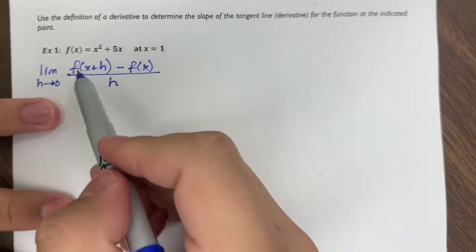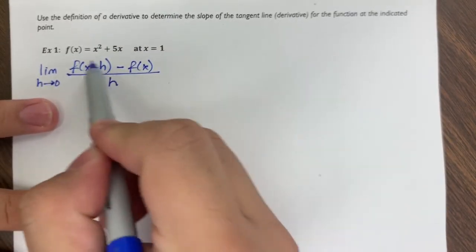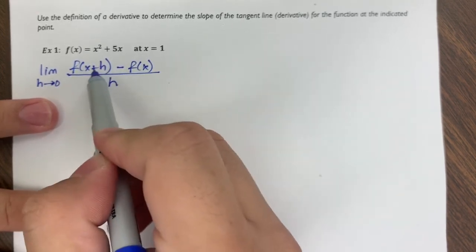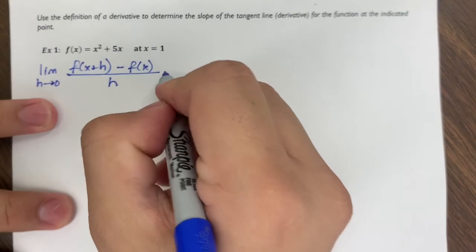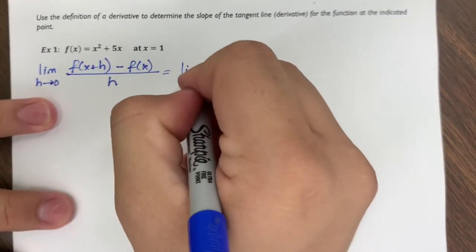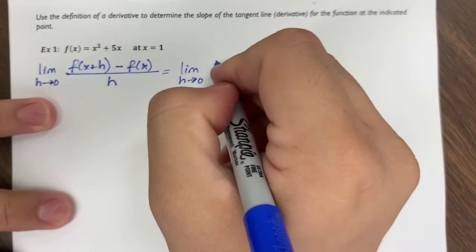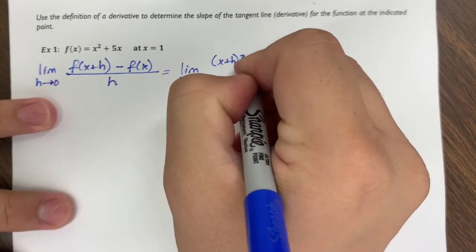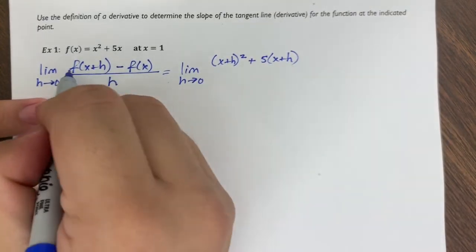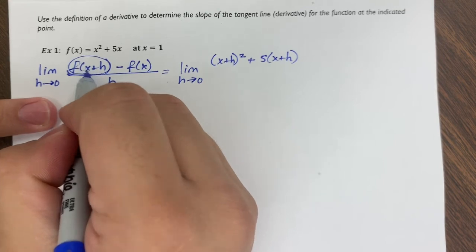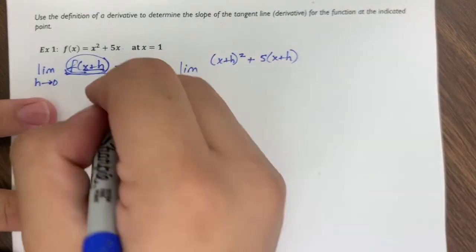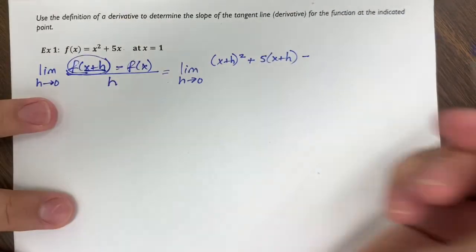Just like if you ever had a function and some value inside the parentheses, typically we would take whatever value is inside the parentheses and plug it in for each x value. So when we plug this into that function, we end up with the limit as h approaches 0 of x plus h squared plus 5 times x plus h. All I did was take whatever was inside the parentheses and plug it in for those x values. Then of course we're going to subtract our function as it was originally.